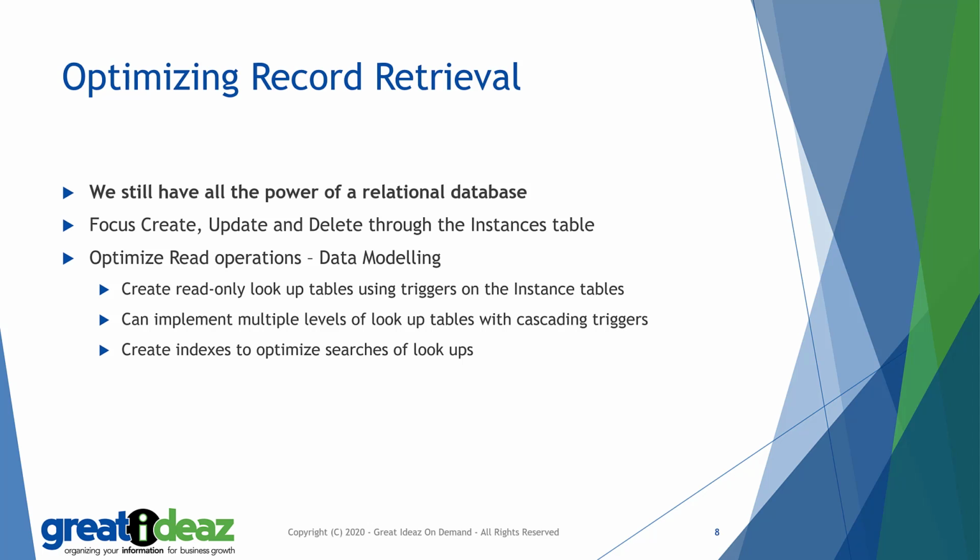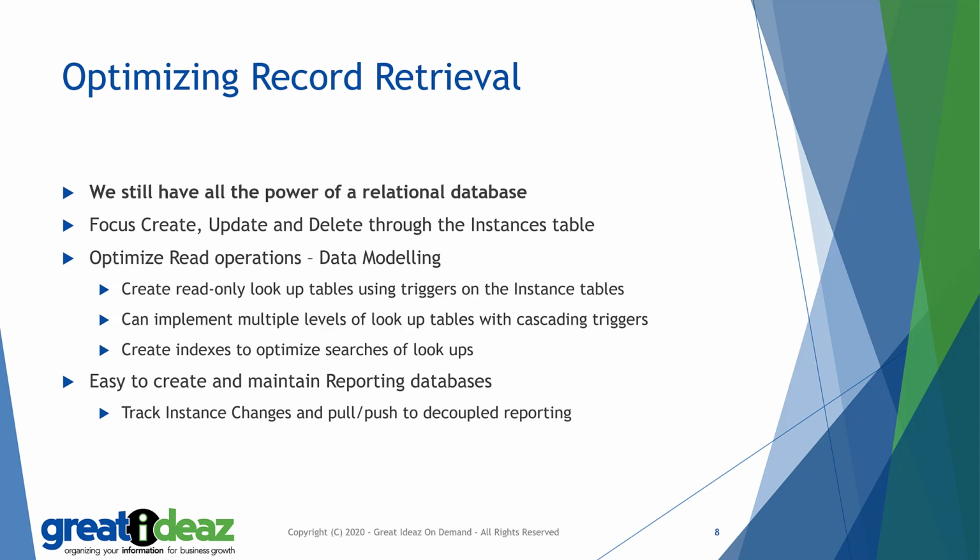Once we have created these lookup tables, it only makes sense to create indexes upon them to further optimize the searches. Again, the CRUD functionality makes it easy for us to create and maintain a reporting database. Essentially what we're going to do here is track any changes to instances and then either pull or push them to a decoupled reporting database. Putting the reporting database on a different server then allows us to run reports without impacting core performance characteristics.